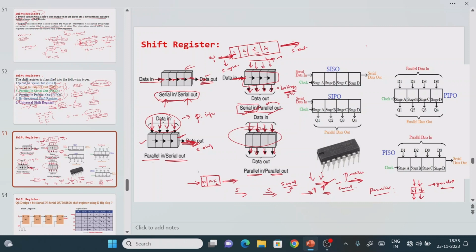First we will try to understand these block diagrams. Once that is completed, we will see how to implement the real-time circuits for all these types of shift registers, right? I hope you understand. Thank you.